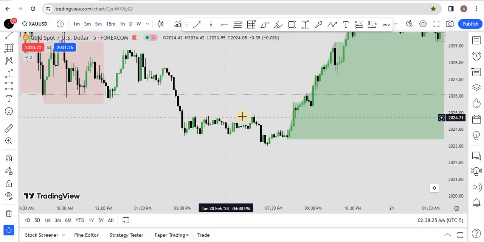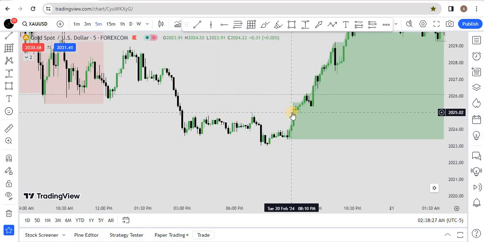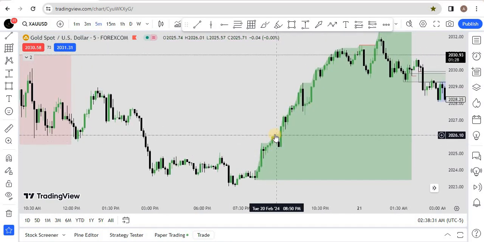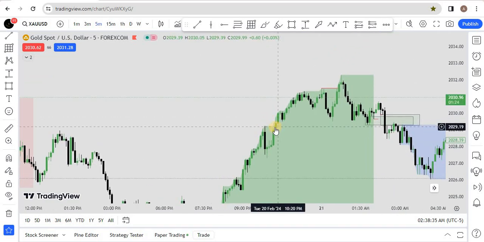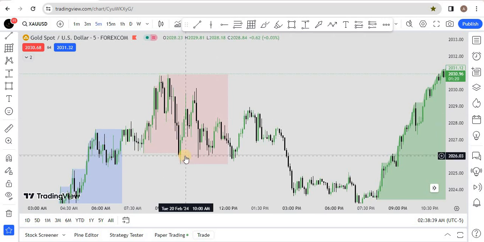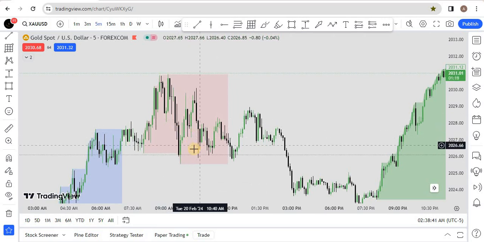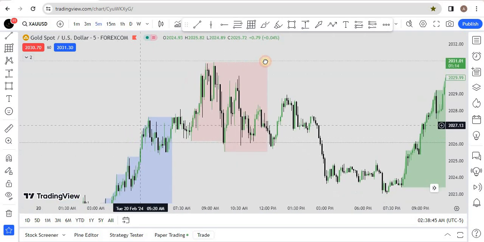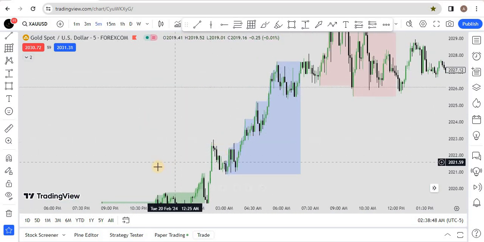Here a valid swing point, a market structure shift, price comes to the order block and goes upside. Swing point, market structure shift, swing point, market structure shift. You have to practice and see when it works.